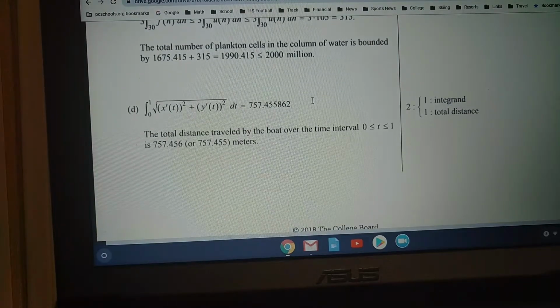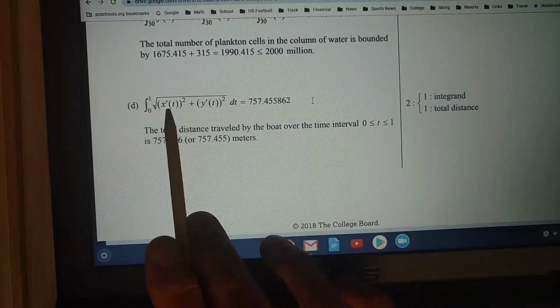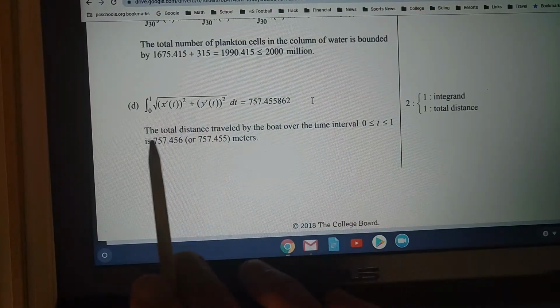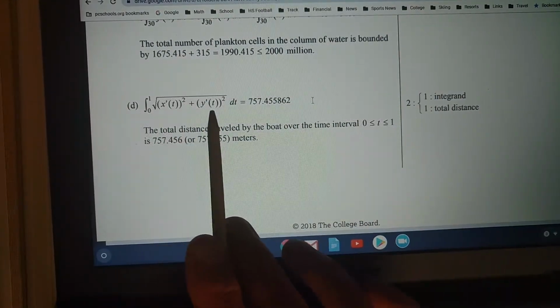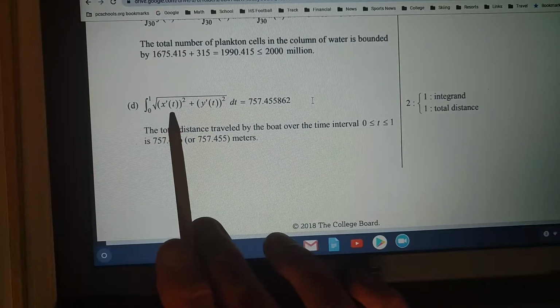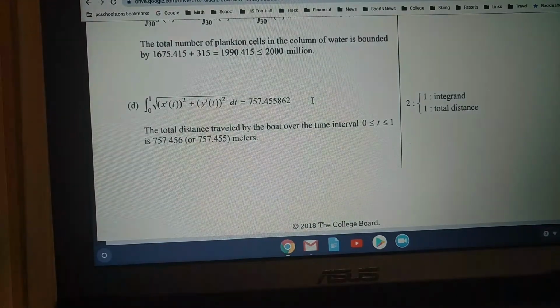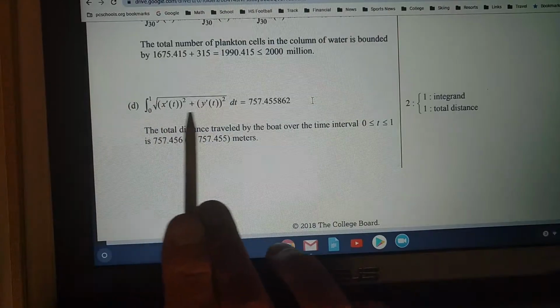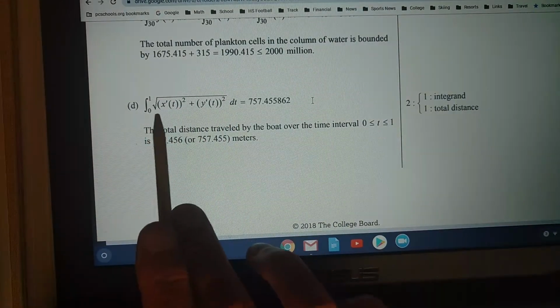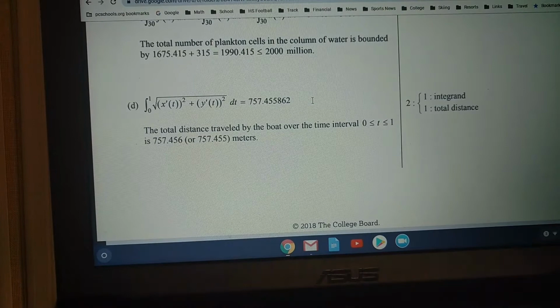Part D, you get 1 point for your integrand. Knowing you have to take the derivative of x, this is our parametric expression here, plus the derivative with respect to y, and square those, and then take the square root of the whole thing. If you get this part here, you get 1 point. If you knew to do the correct limits, and you get the total distance there of 757.459, that gets you your second point.